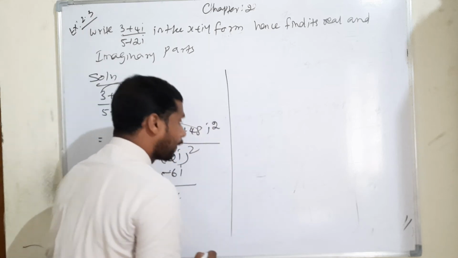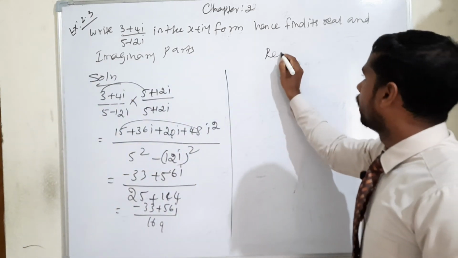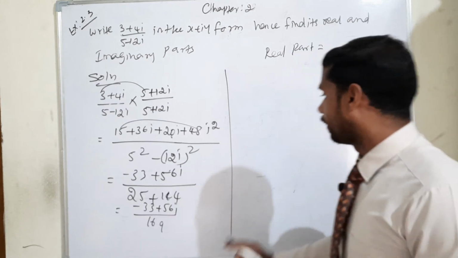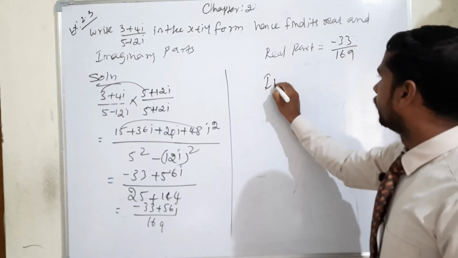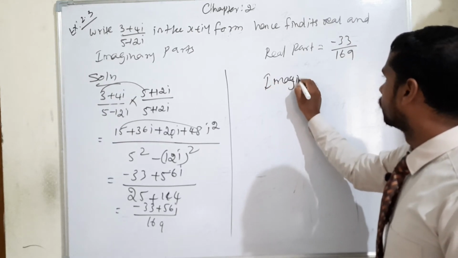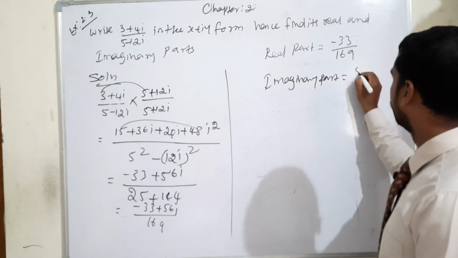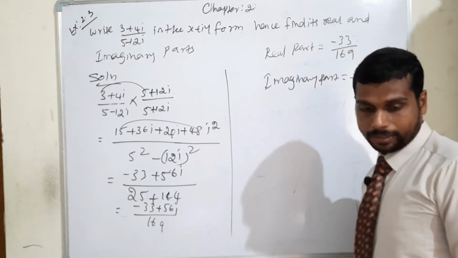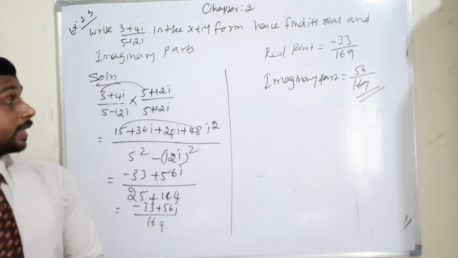So what we have to write each and every time, find its real and imaginary. First real part is equal to minus 33 divided by 169. Then imaginary part is equal to positive 56 divided by 169. This is the final term of example 2.3.